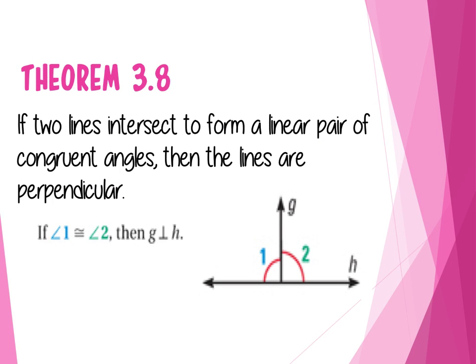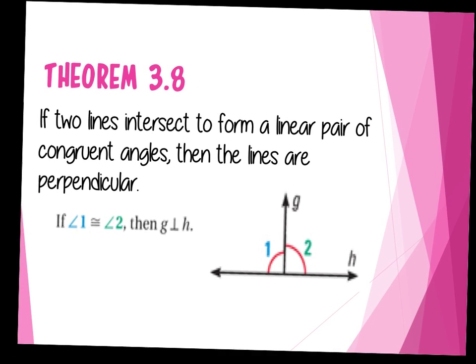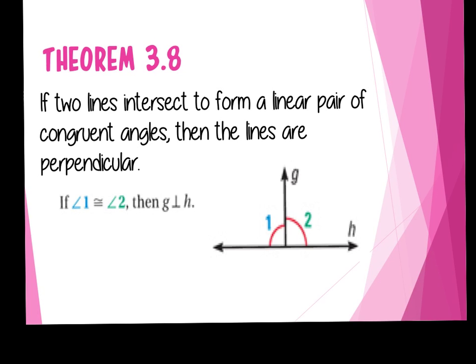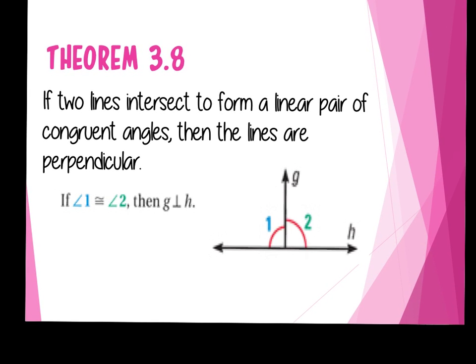The first is called Theorem 3.8. The number is not important. That just means it's the 8th theorem mentioned in chapter 3. What is important is what it says. If two lines intersect to form a linear pair of congruent angles, then the lines are perpendicular.